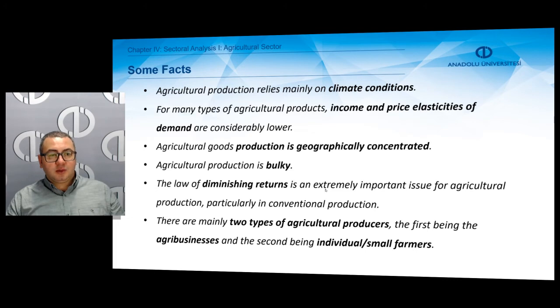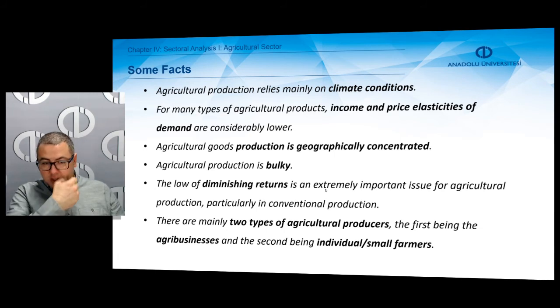The law of diminishing returns also applies to agricultural production, and agricultural production faces strict diminishing returns, particularly due to the limited resources in land and capital.